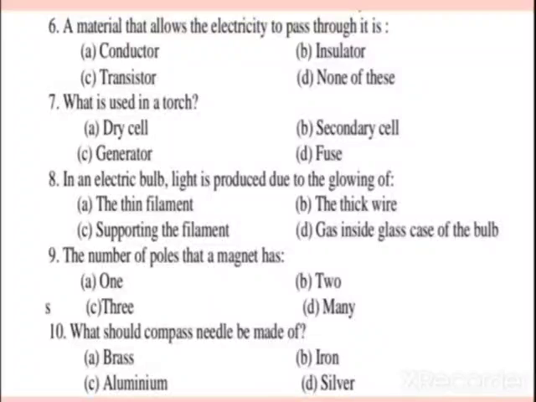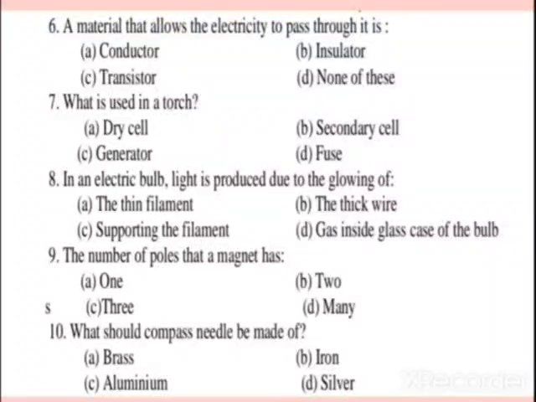Question number 9. The number of poles that a magnet has. You know the poles of the magnet. The ends of the magnet are generally known as the poles of the magnet. And the options are 1, 2, 3 and many. The ends of the magnet are always 2. So we can say the number of poles that a magnet has is 2. Your correct answer is 2.